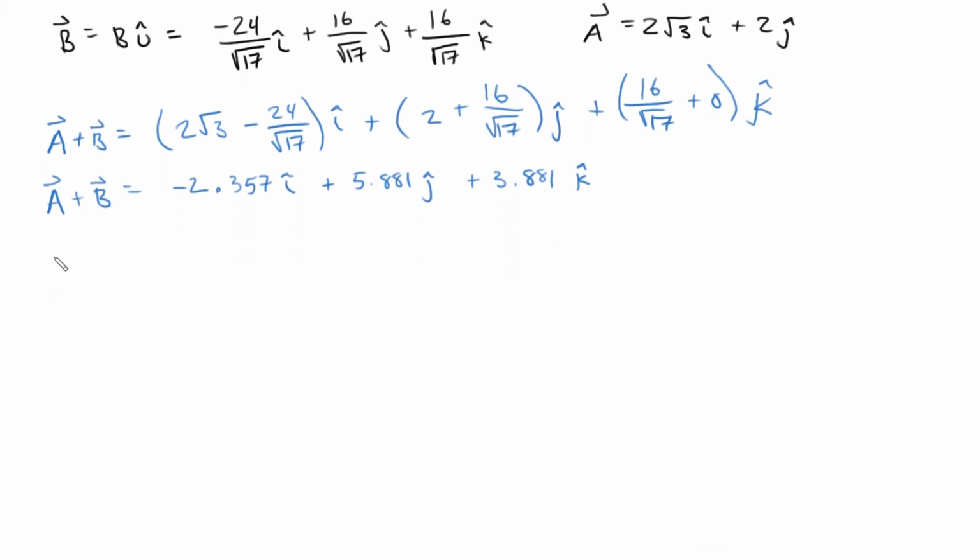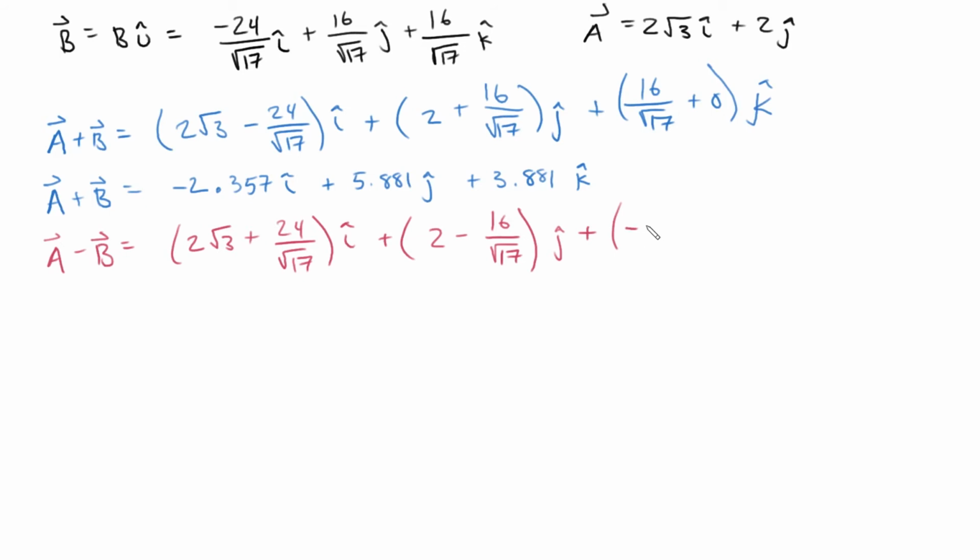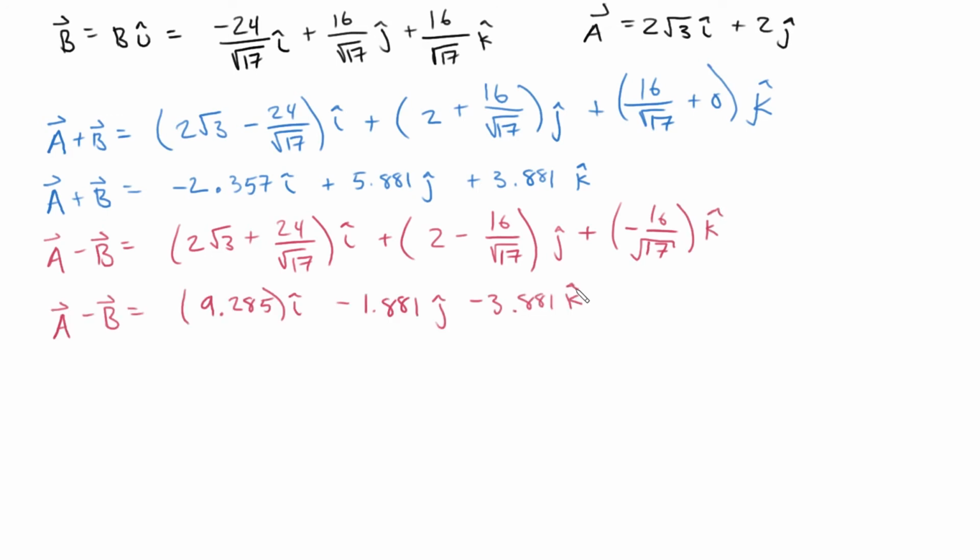Now to find a minus b, we simply repeat the whole process again. So a minus b, so it'd be 2 square root of 3 plus 24 over square root of 17 i, and then plus 2 minus 16 over square root of 17 j, and then plus k, so it'll be minus 16 over square root of 17 k. So after plugging into my calculator, those are the values I get for a minus b.